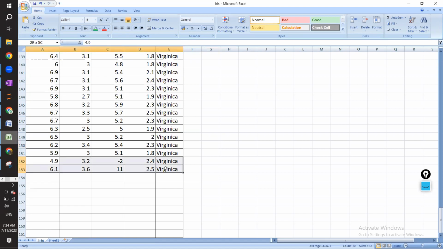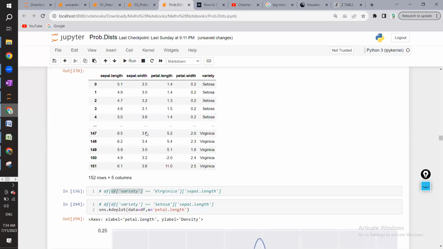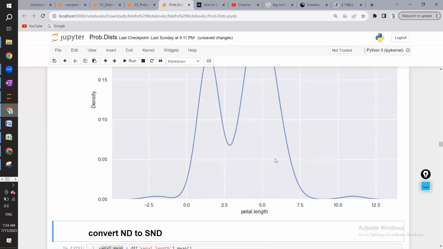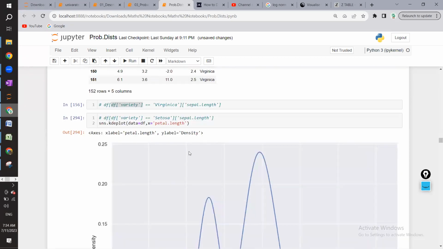So I have added these 2 rows, because the data was actually perfectly normal. But you can apply this to this data set also, because it is nearly normal. It's bimodal, but still it's normal. Similarly, you can take any other example. I'll just give you a demo of this.